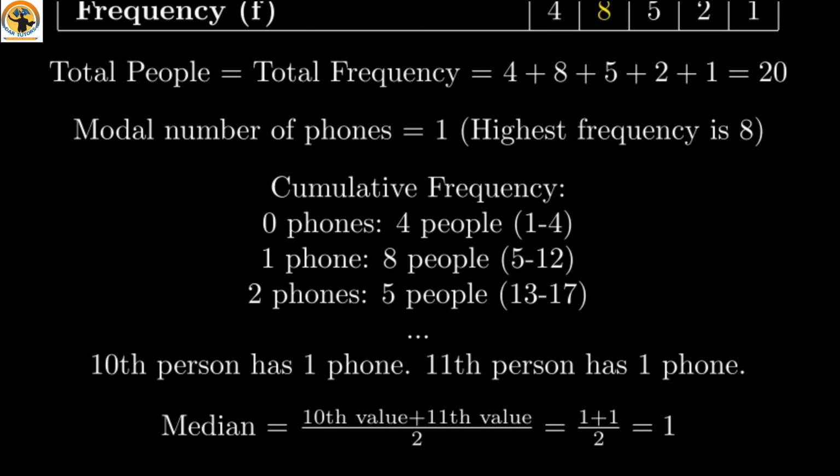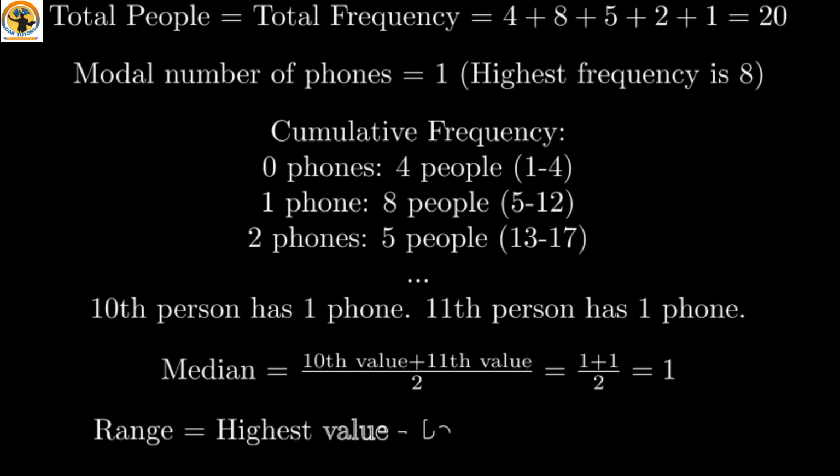What about the range? Remember, it's the highest value minus the lowest value. The highest number of phones owned is 4, and the lowest is 0. So the range is 4 minus 0, which is 4.